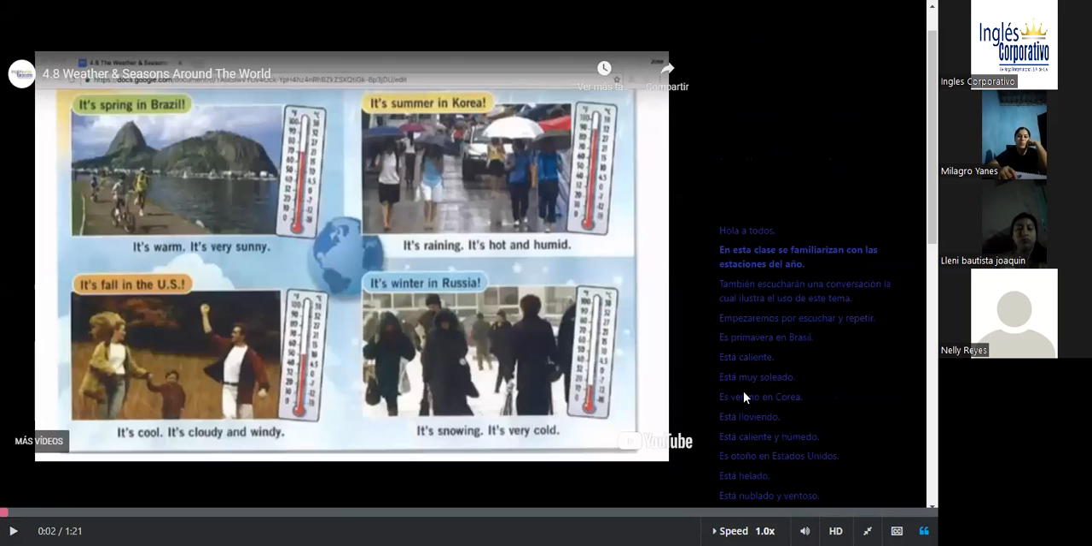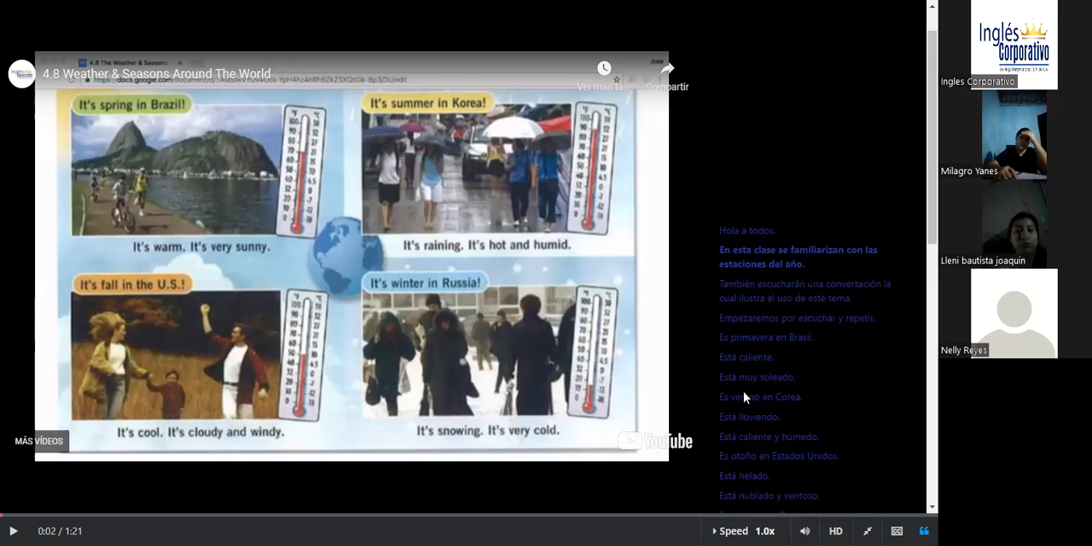First, let's check the vocabulary, right? Look at the first picture. It's spring in Brazil. It's warm and it's very sunny, right? What is the weather in Brazil? How's the weather? It's spring, correct. And what is the description of the spring in Brazil? Warm. Warm and what else? It's very sunny. Warm and very sunny.